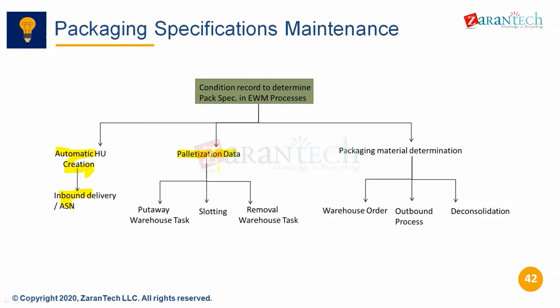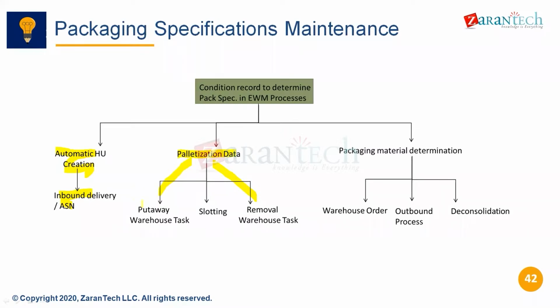Now when the put away is created, the system will create a task for all 100 pieces. But if we want the system to create tasks of 10, 10, 10, because at one point of time you can only handle 10 pieces, that's where this palletization data comes in. Whatever your handling unit quantity or receipt quantity, your stock removal task or put away task will get created in multiples of the palletization quantity.